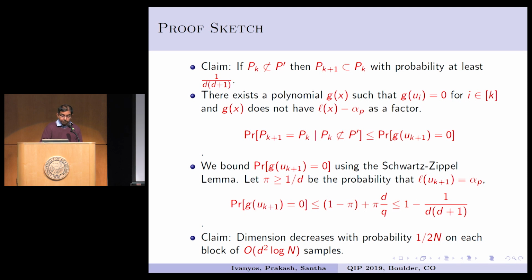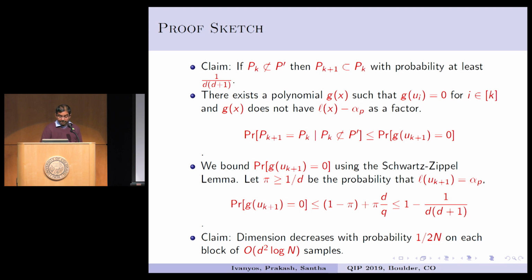So alpha p, remember, was the element which occurred with the maximal probability in the AL distribution. So the probability pi of l(u_(k+1)) being alpha p is at least 1 over d. So the probability g(u_(k+1)) equal to 0 conditioned on l(u_(k+1)) equal to alpha p is at most 1 minus pi plus pi times d by q, where here I applied the Schwarz-Zippel lemma. And then one can calculate, as d is less than q minus 1, it follows that this probability is less than 1 by d plus 1. So it's a simple calculation, but it's omitted here. So the upshot is that if P_k is not in P prime, then the dimension decreases with probability 1 by d plus 1.